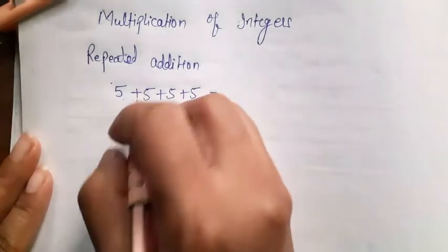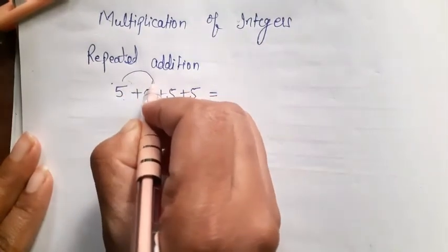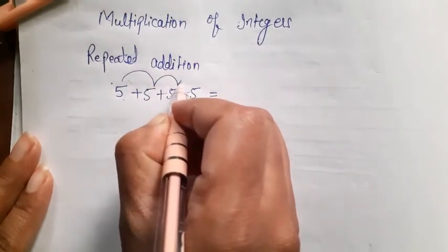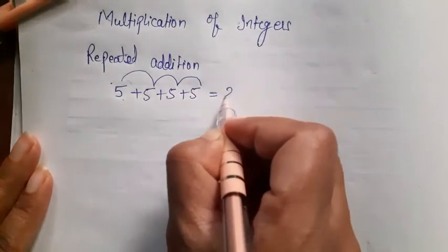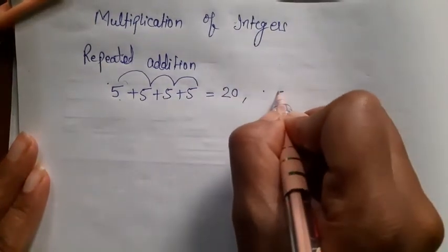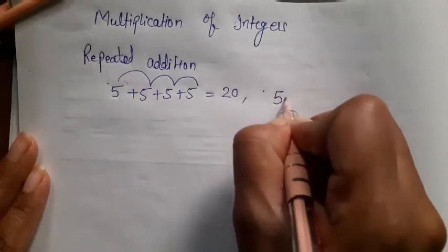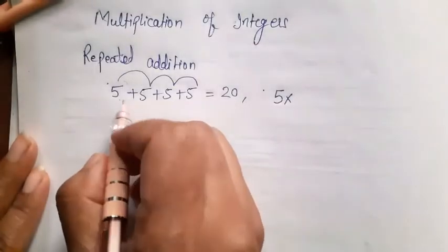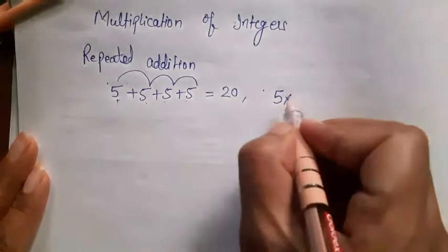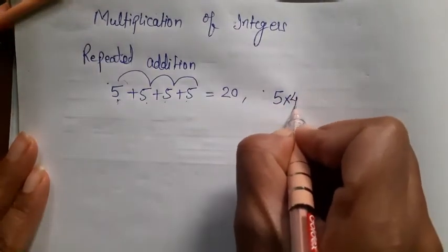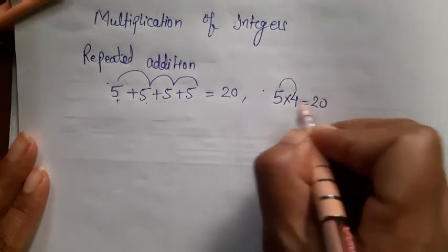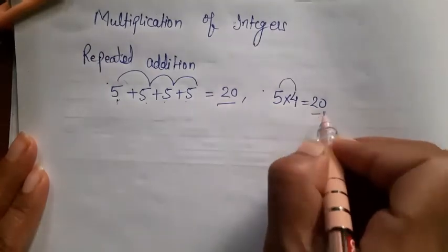Here if you add this number, 5 plus 5 is 10, 10 plus 5 is 15, and 15 plus 5 is 20. In another method, you write the whole number 5 and count how many times this number is repeated: 1, 2, 3 and 4. So here we multiply this value by 4. 5 times 4 is 20, and both answers are the same.